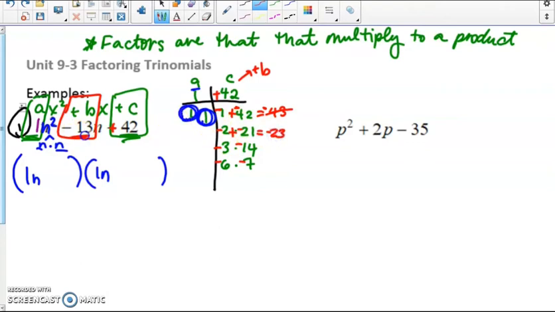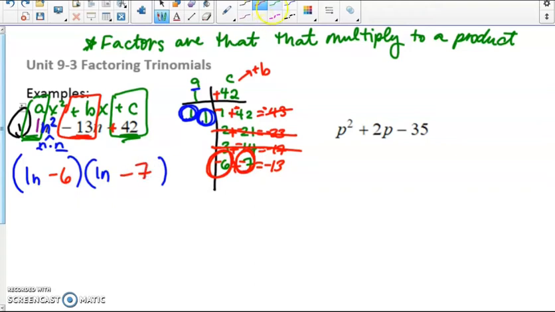It's not our negative 13. Alright, negative 3 plus a negative 14 gives us a negative 17. We're getting closer, but remember, I need that negative 13. And now, negative 6 plus a negative 7 gives us a negative 13, so that one works. So we're going to use our factors of negative 6 in our first parenthesis, and our factors of negative 7 in our second.